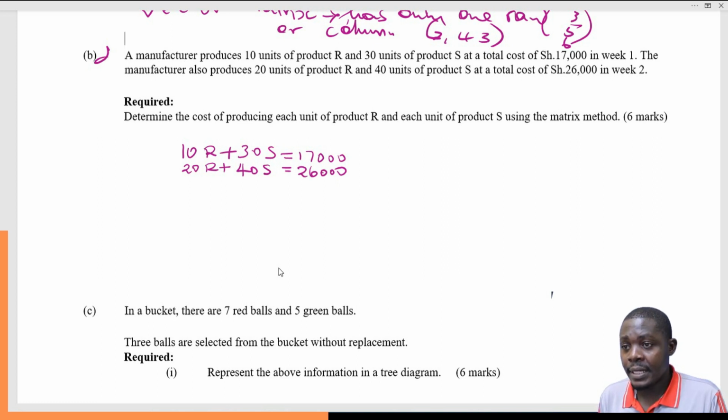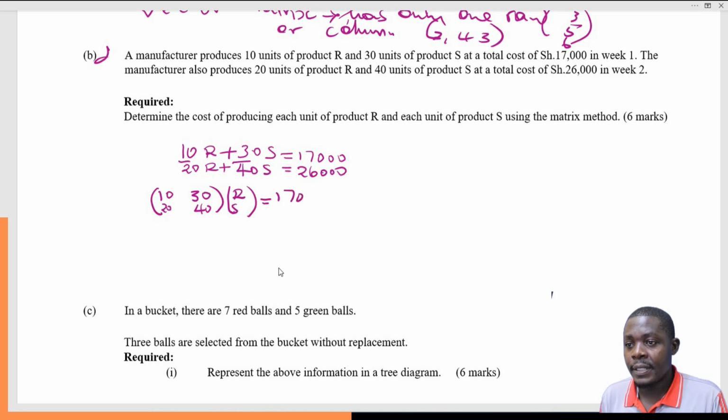Now we can present that in a matrix form. I'm going to have 10, 30, just picking the elements in that one. So we have 20 and 40, which is R, S, should give us 17 and 26 respectively, in that manner. Now the first thing we need to establish here is what we call the determinant of our matrix.